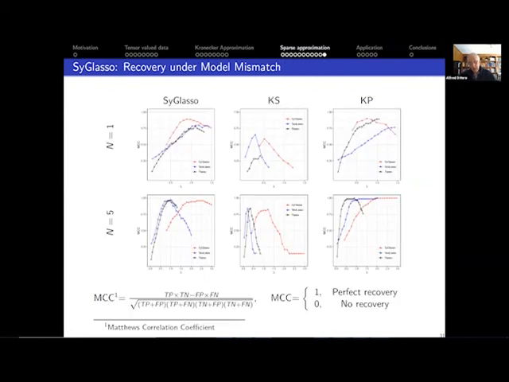This just shows that if you're mismatched, you actually have a Kronecker sum and not a square of Kronecker sum representation for your inverse covariance, or a Kronecker product for your inverse covariance.